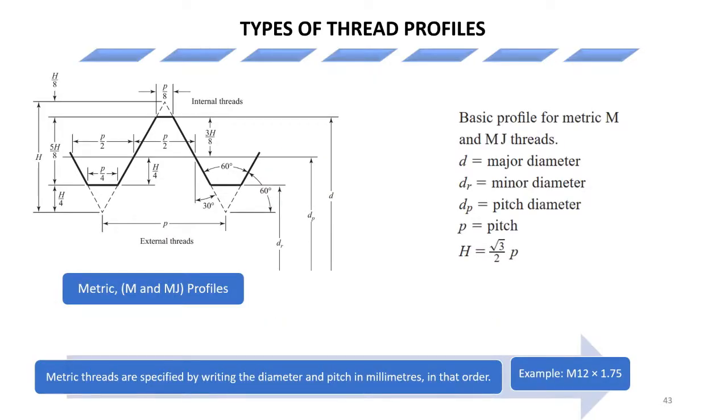The M and the MJ: the M does not have a rounded root, but the MJ has a rounded root. For instance, in this case, with an external thread, this root here is rounded.